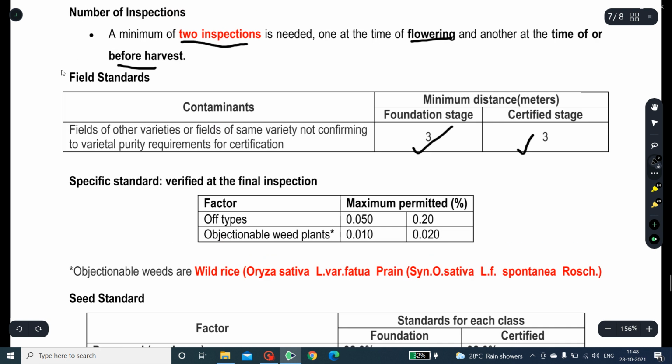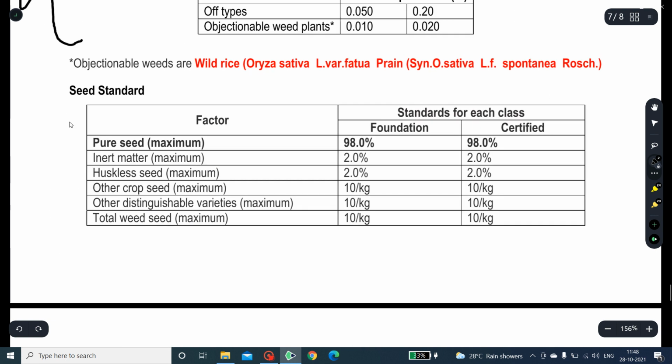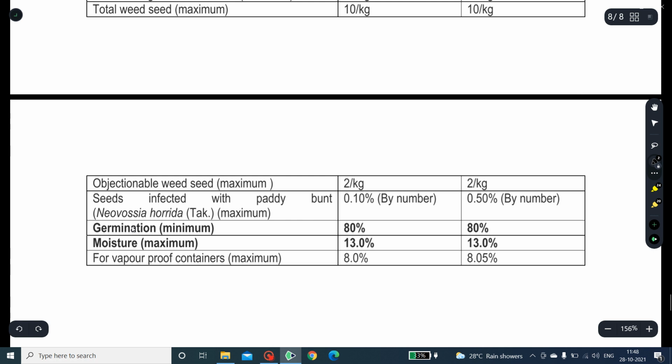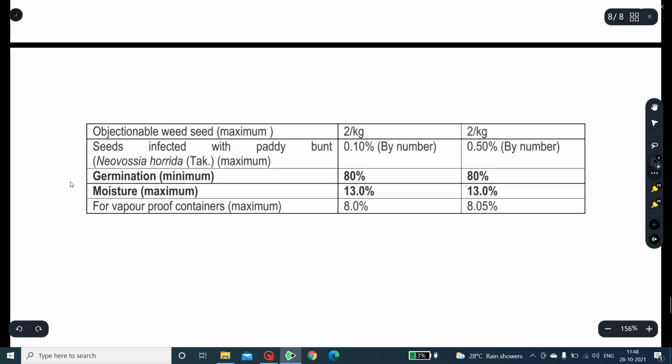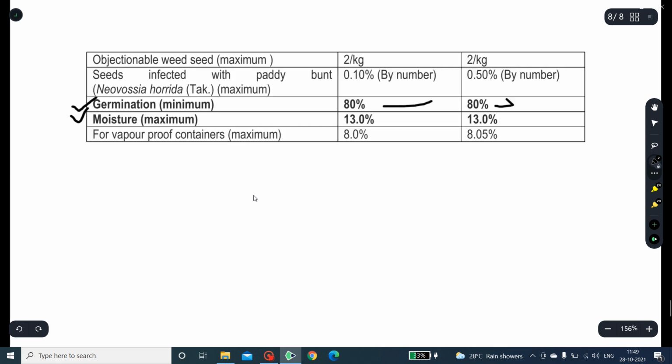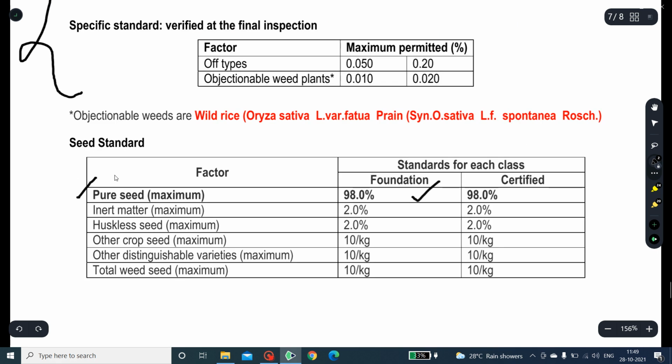These are the field standards, and here are the seed standards. The pure seed percentage for both foundation and certified seed is 98%. I have bolded the important points to be remembered: the pure seed percentage, germination percentage and moisture percentage. The germination percentage for paddy is 80% for both foundation and certified seed, and moisture content is about 13% for safe storage. For the remaining things, kindly go through this table from the examination point of view.